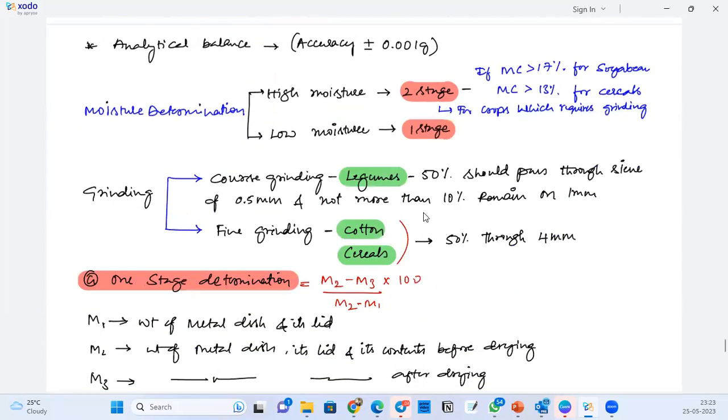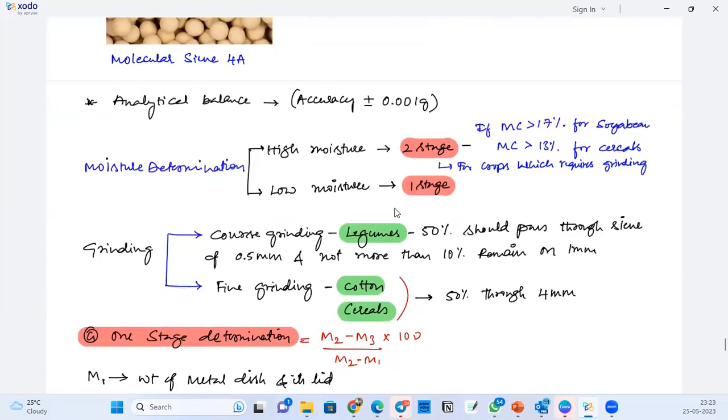Grinding, okay, not to worry. Grinding again: for the moisture estimation, we have one and two stages. If the moisture is low in the very first place, then we will use only one stage estimation. If there is a high moisture content, we have to decrease that moisture content to a certain level, and then we have to estimate the moisture. So that is why it is a two-step process.